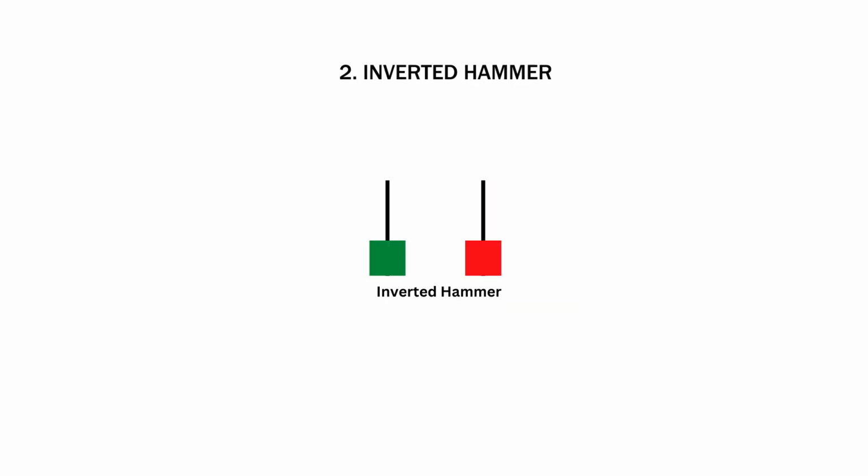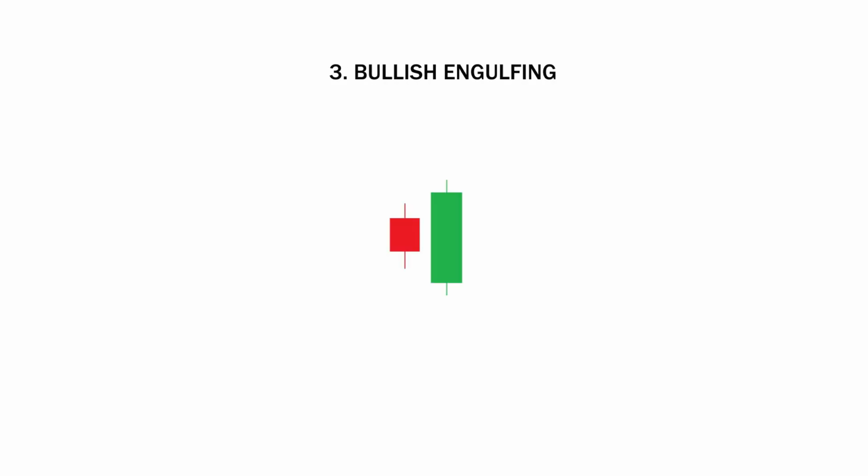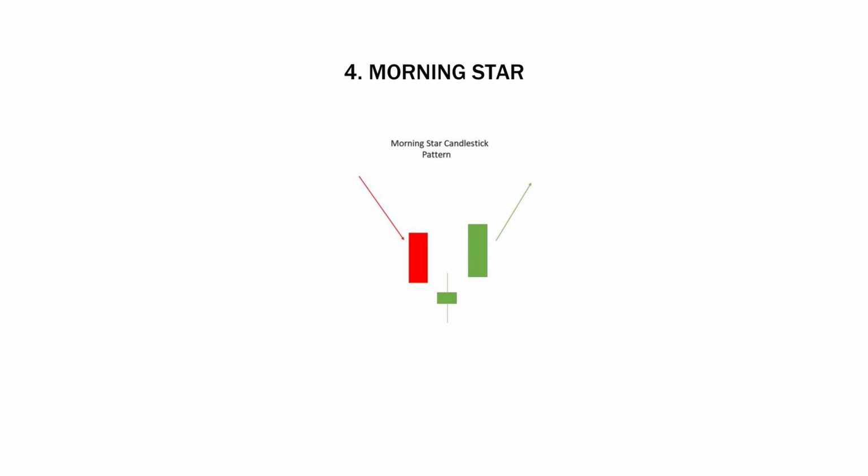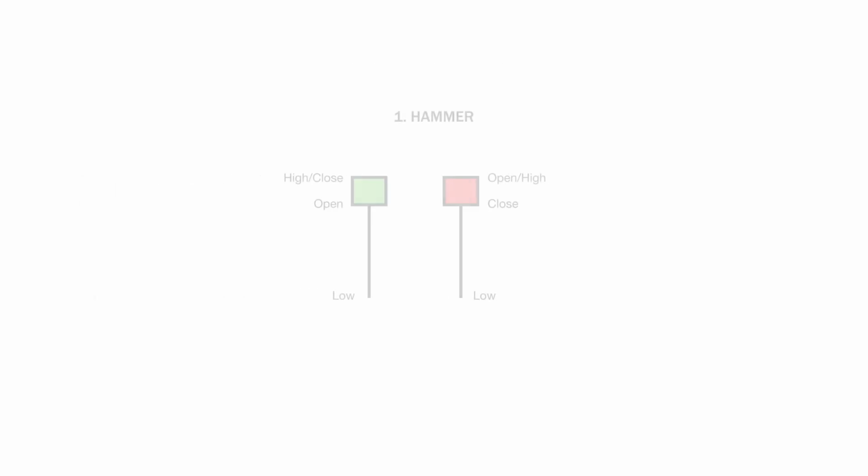In this video, we are talking about 4 candlesticks that give buy signals. 1. Hammer. 2. Inverted hammer. 3. Bullish engulfing. 4. Morning star. Let's learn about all these 4 types of candles for success in Forex trading.